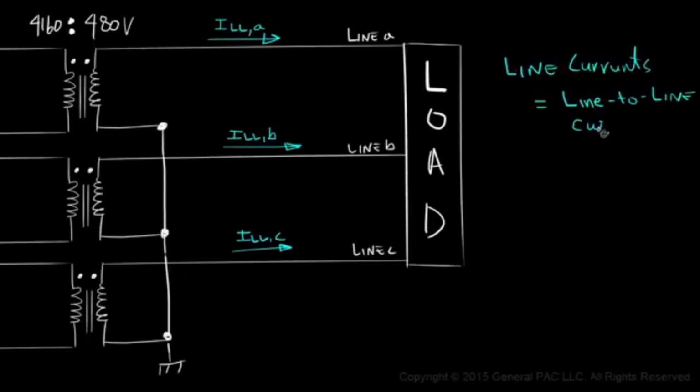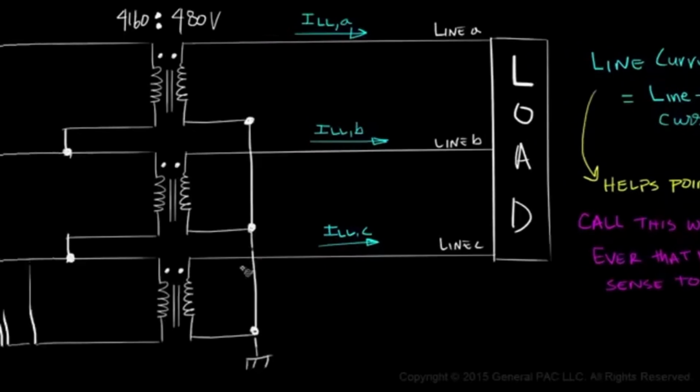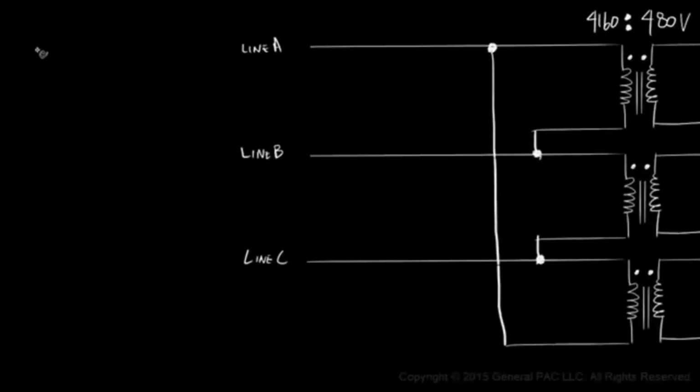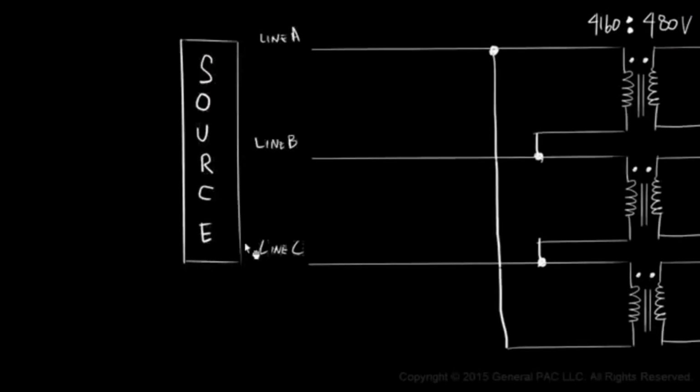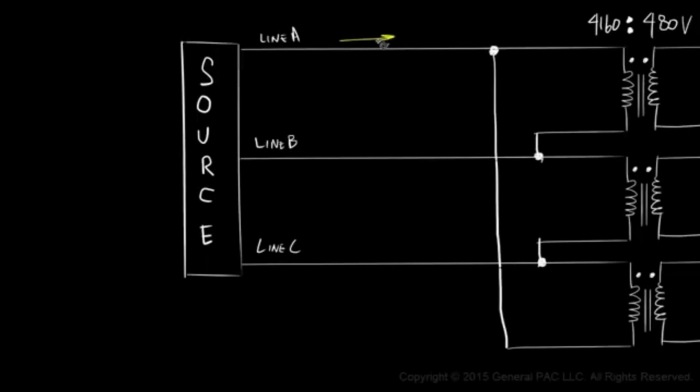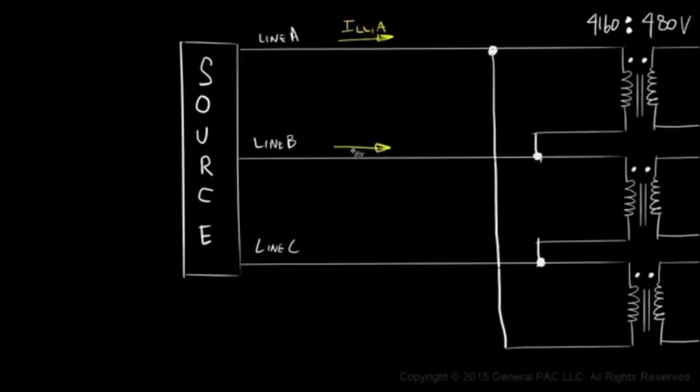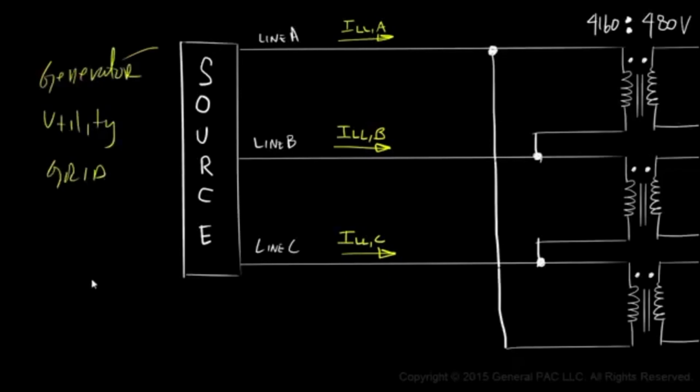Now our transformer is connected in delta on the primary side, which is the source. So this is where our source line currents come from. Similar to line A, current flows in line B, and current flows in line C, respectively. Remember, these are line currents that come from the source: the generator, utility, or the grid.